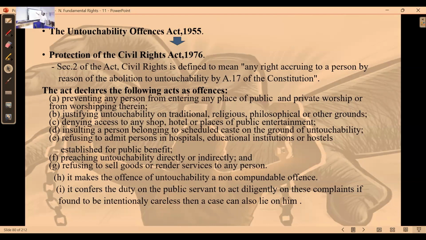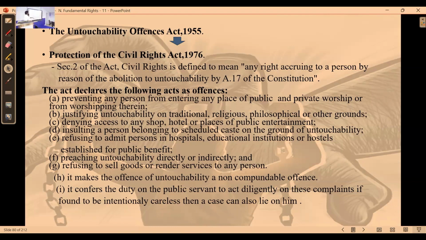In 1976 they changed the name to the Protection of Civil Rights Act. Many times you would have heard the name PCR Act. What does this act say? What is civil right, it says? All kinds of exploitation removed from a person, that is the civil right that it says.